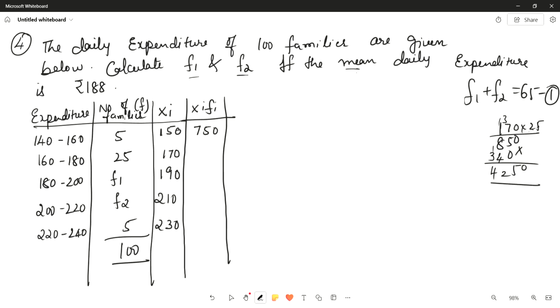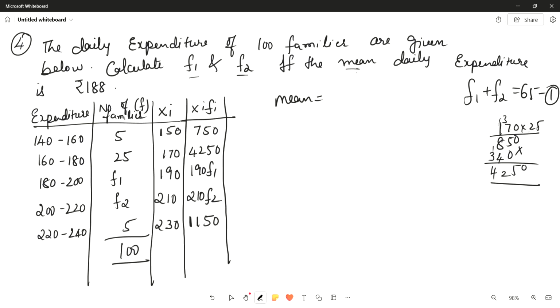4,250 you will get, correct? Okay, next one. 190 into F1. That is 190 F1. Okay. 210 into F2, 210 into F2. We'll write it as it is. Now 230 into 5, how much you will get? 1150.